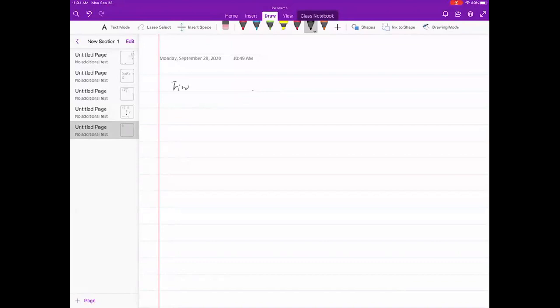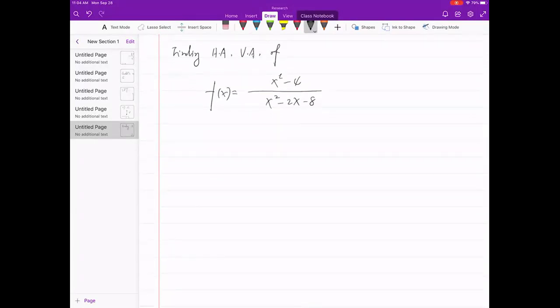Finding horizontal asymptote, vertical asymptote of a function. I will give you something universal: (x squared minus 4) over (x squared minus 2x minus 8). Okay.